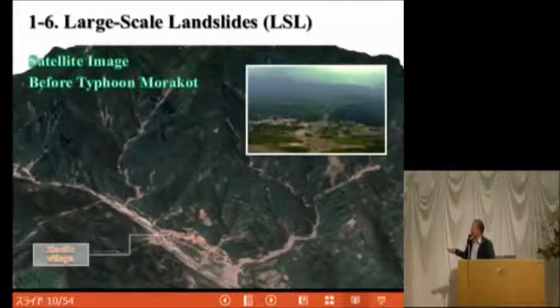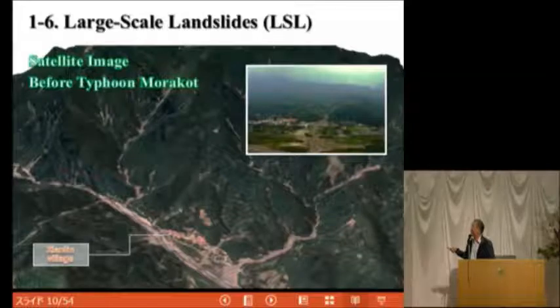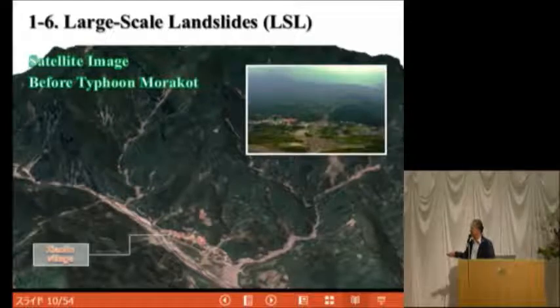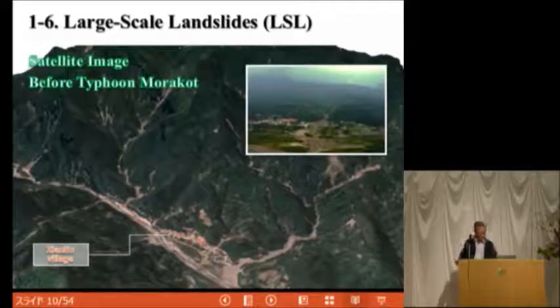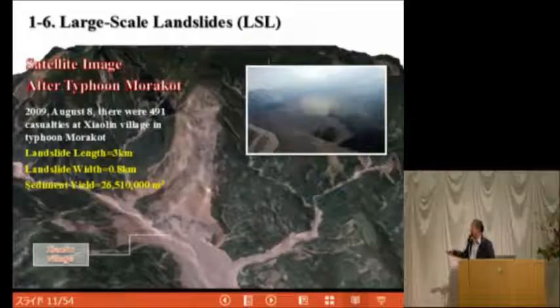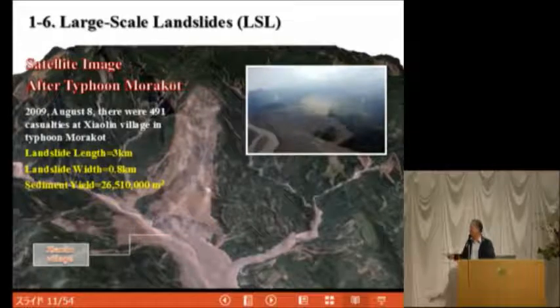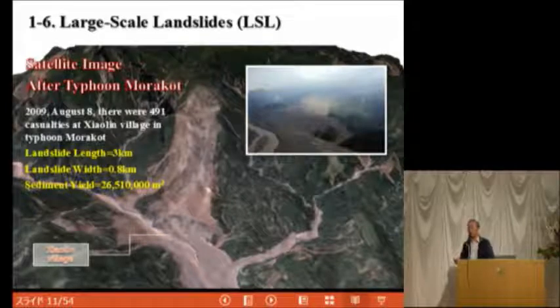This is also a large-scale landslide example. Before the large landslide, it was a very beautiful community nearby the stream, and this slope. And you can see that. So the village was completely destroyed by the large-scale landslide. And about 500 people were killed in this damage.